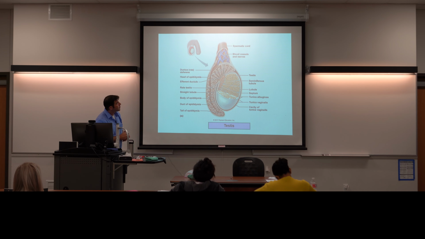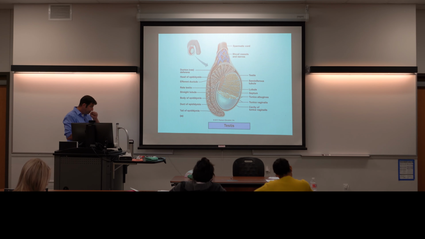There's actually a nice picture of that spermatic cord where you can see that pampiniform plexus, that branching network of veins that surround the artery that's delivering warm blood down to the testes. So let's jump in here.